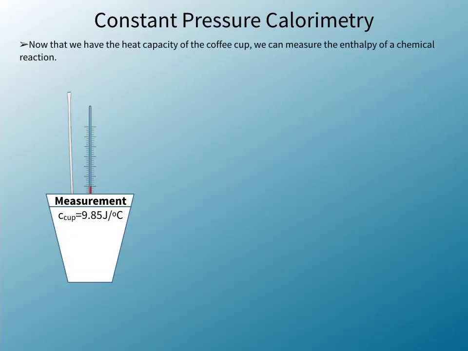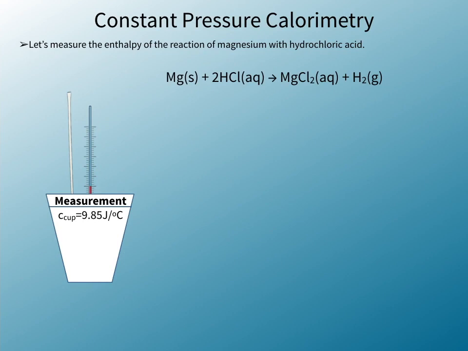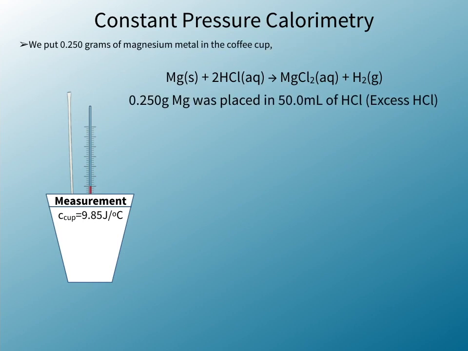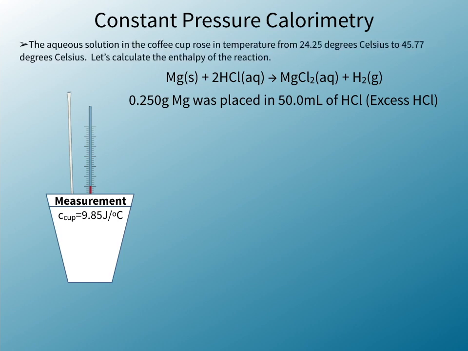Now that we have the heat capacity of the coffee cup, we can measure the enthalpy of a chemical reaction. Let's measure the enthalpy of the reaction of magnesium with hydrochloric acid. We put 0.25 grams of magnesium in a coffee cup that already contains 50 milliliters of an aqueous solution that contains enough hydrochloric acid to consume all of the magnesium. The aqueous solution in the coffee cup rose in temperature from 24.25 degrees Celsius to 45.77 degrees Celsius.